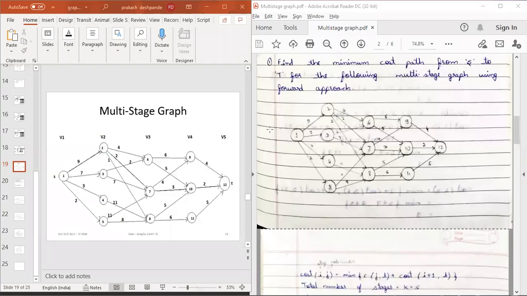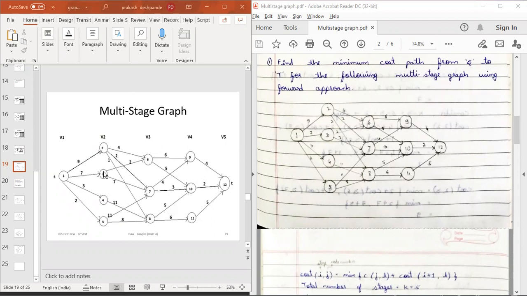Hello students, in today's session, we will go through another technique of solving problems using the dynamic programming concept, that is called the multi-stage graph. In a multi-stage graph, we will be given a particular graph. We can call this graph a weighted directed graph.